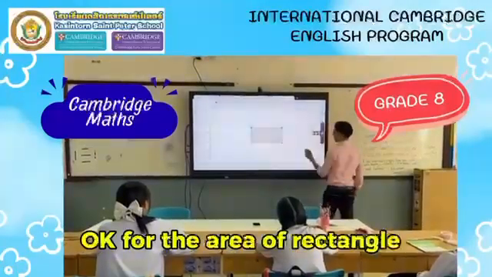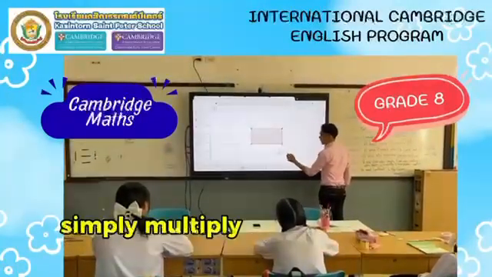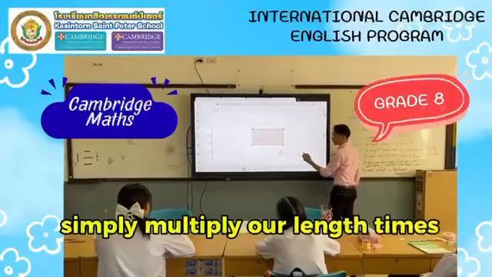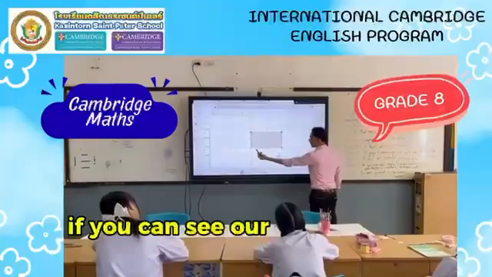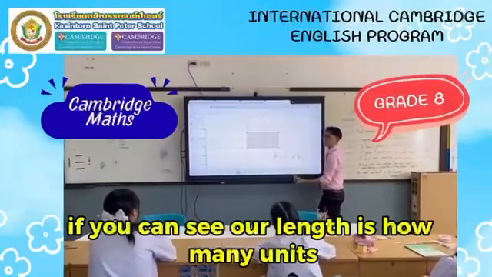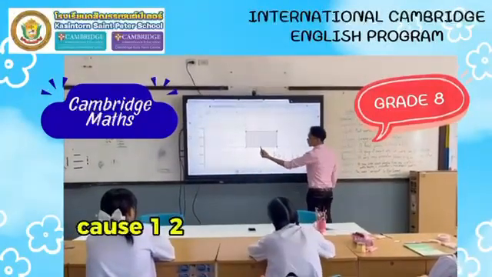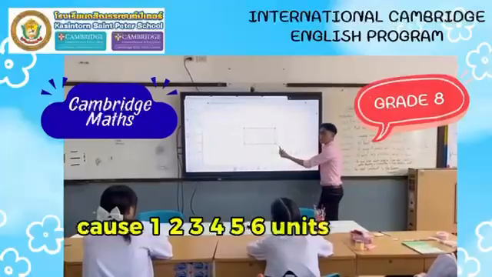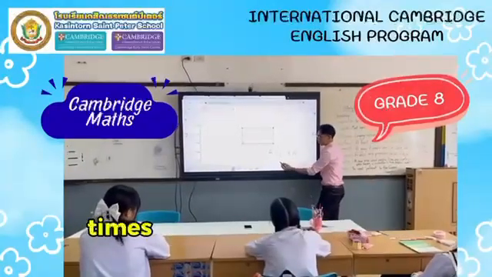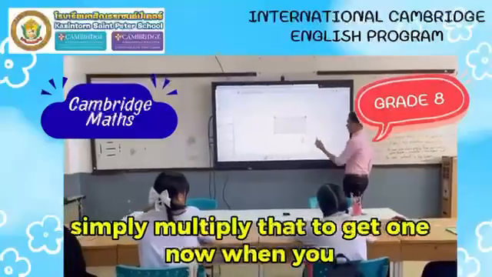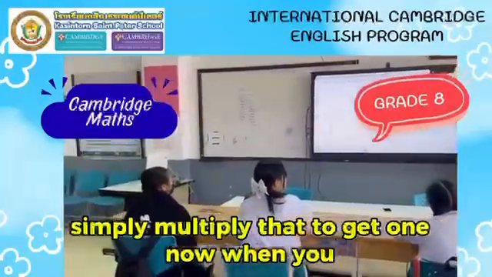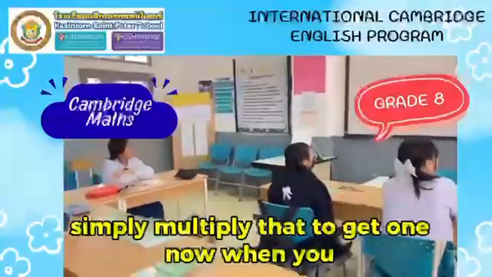For the area of a rectangle, we simply multiply the length times the width. For example, our length is how many units? That's 1, 2, 3, 4, 5, 6 units. So that will be our length, and times the width will be how many units? 3 units. And simply multiply that to get 18 units.